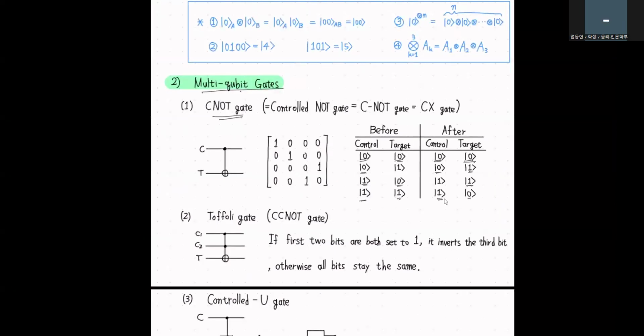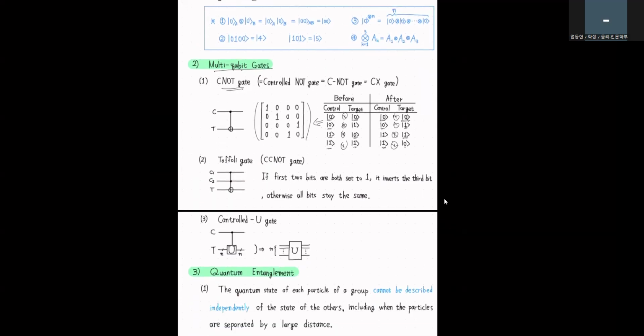And as you can see, if we take the tensor product of these, we can use this representation to convert this into a matrix. Now, expanding upon this, we can create 3-qubit gates.